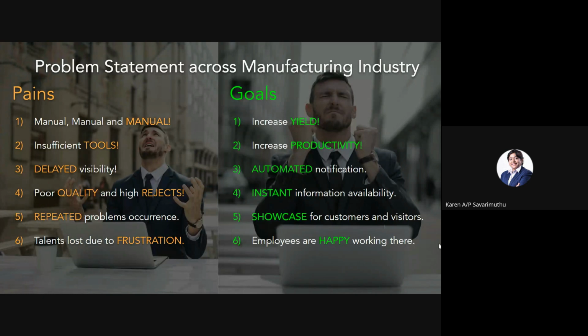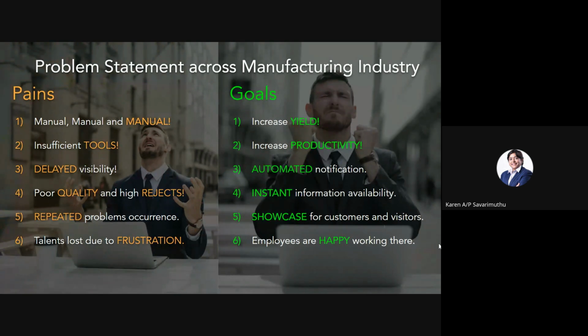So that is why they say delayed visibility, so that they cannot take any actions in real time. Poor quality and high rejects. You see, if they don't know how many productions are good quality or how many are rejected, they need to have a real-time update. So how do they have the real-time updates? The transmission of the data on a real-time basis, right?